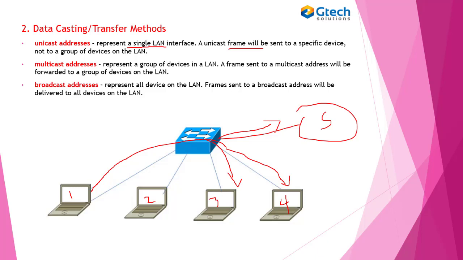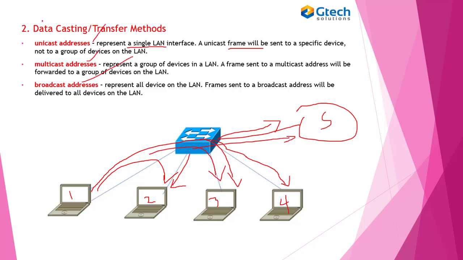Okay, so a broadcast address represents all the devices on the LAN. A frame sent to a broadcast address will be delivered to all devices in the LAN. Suppose device 1 sends a frame. That frame becomes a broadcast when it's sent to all the devices in the LAN except the sender. So a broadcast frame will be sent to all these devices in the LAN except the sender.